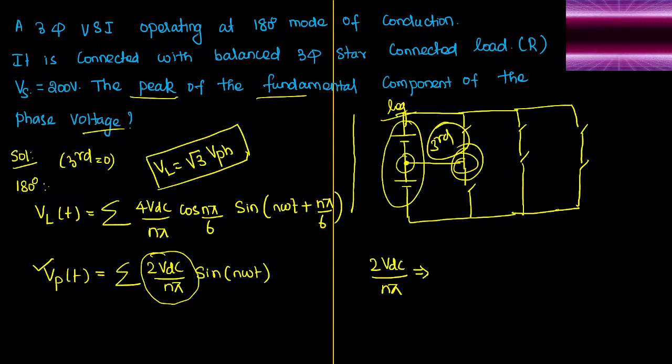For the fundamental, I have to replace n equal to 1, such that this expression can be rewritten as 2 VDC by pi. The value of VDC is clearly given in the question, that is 200. So 400 by pi; 2 times 200 will be 400 only. If you divide 400 by pi, you will get 127.323 volts. This is the correct answer. This is for 180-degree mode of conduction.